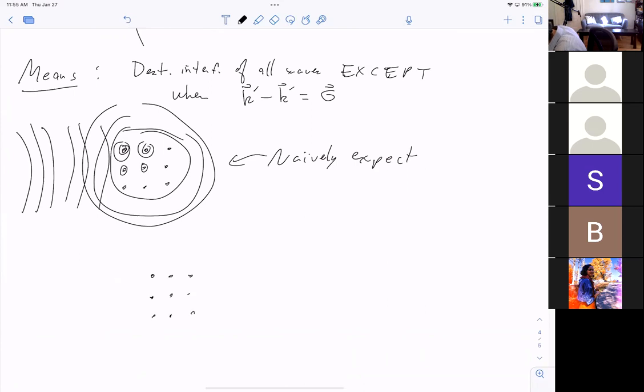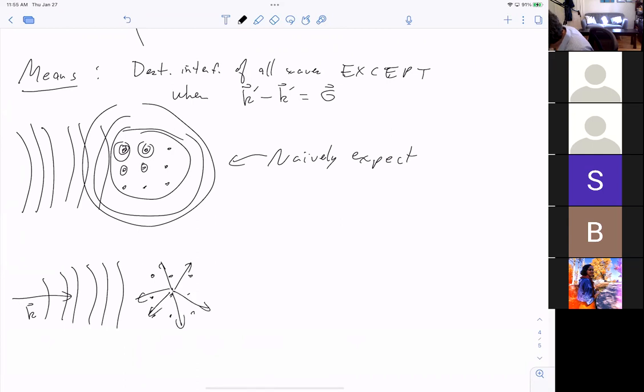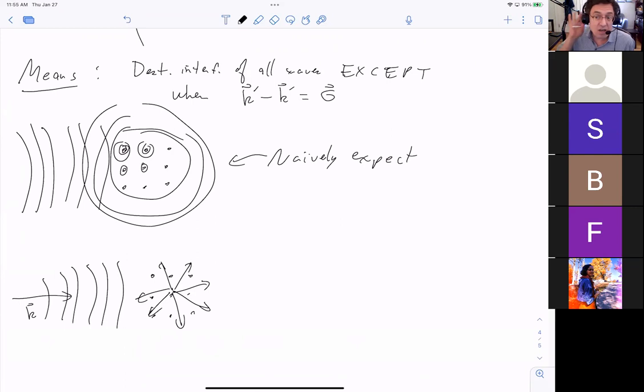and I shoot my plane waves in with my incident K. They bathe the crystal, but then I only get scattered X-rays at special directions. Bing, discrete special directions. What are those special directions? Those special directions correspond to what? Tell me. The reciprocal lattice. Yes, yes.